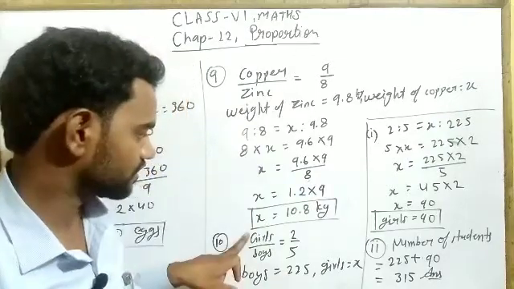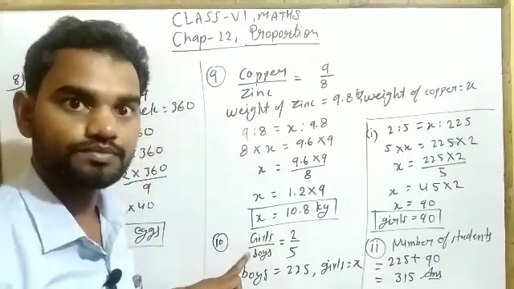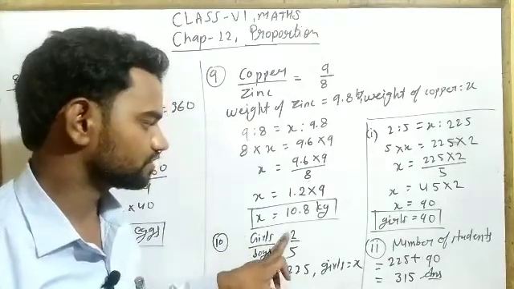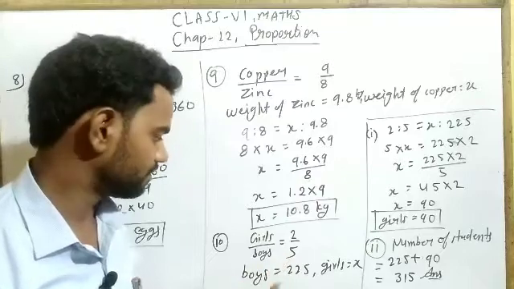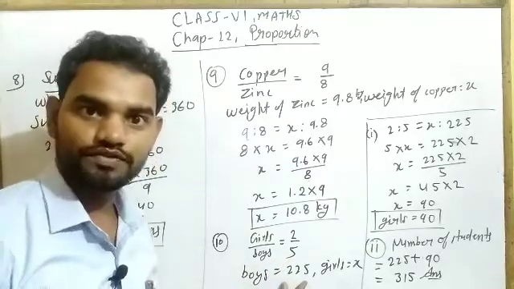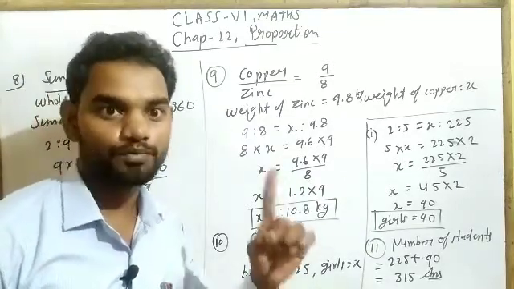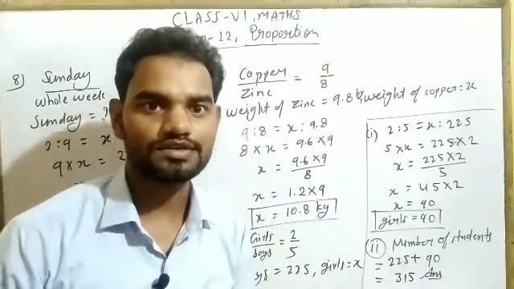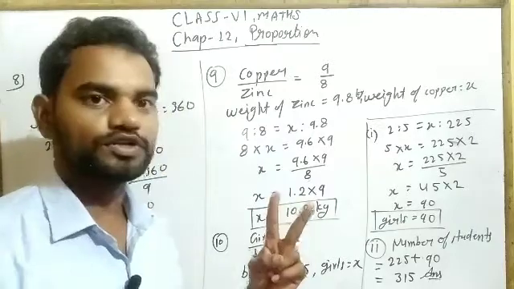Question number 10 tells us the ratio of the number of girls to the number of boys is 2:5. If the boys are 225, find out the number of girls in point 1. In point 2, find out the total number of students in the school. So 2 points we have to find out.